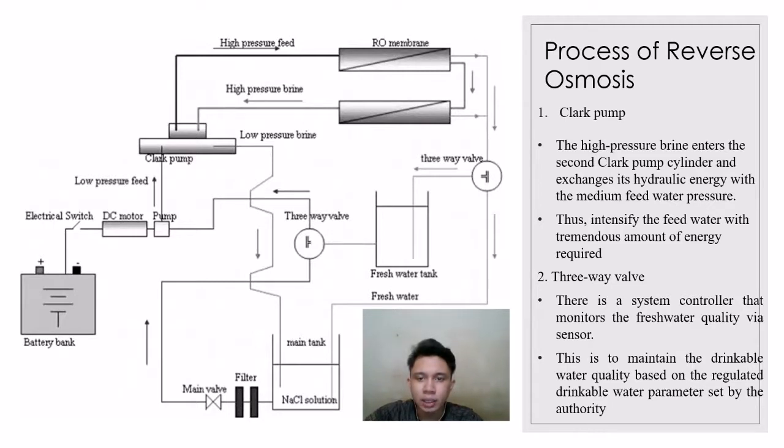According to this schematic diagram, there are three main components for the RO process: the clark pump, the RO membrane, and the three-way valve. In the pump, the high pressure brine enters the second pump cylinder and exchanges its hydraulic energy with the medium feedwater pressure, thus intensifying the water with a tremendous amount of energy. At the RO membrane, the feedwater applied with this energy forces the water molecules to pass through the semi-permeable membrane. The permeate then goes to the three-way valve, a system controller that monitors the fresh water quality via sensors, checking whether the amount of solute is permissible or not.